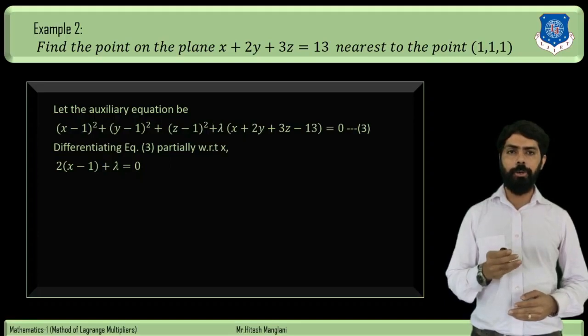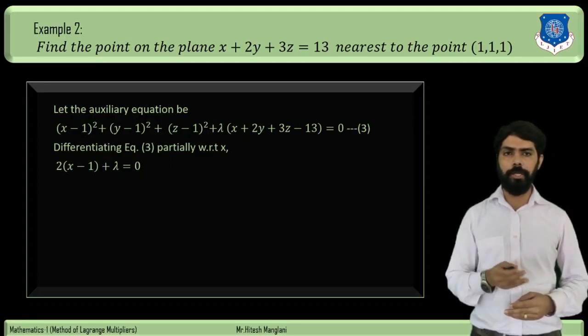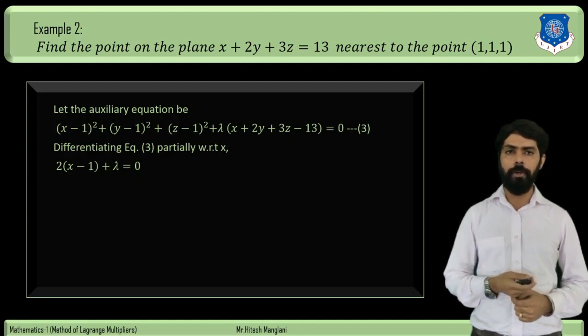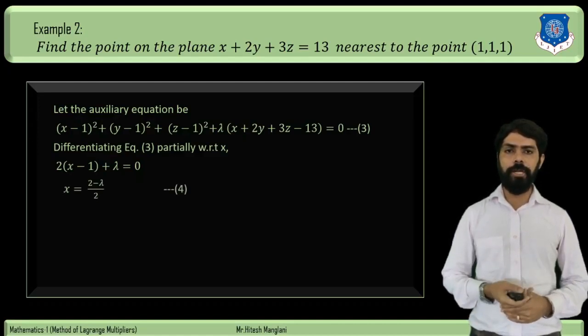Now lambda into (x plus 2y plus 3z minus 13). So here the derivative of x with respect to x is 1, and the derivative of 2y will be 0, because if we are partially differentiating with respect to x, then y and z are constant. Therefore the derivative of 2y will be 0. Same way, the derivative of 3z will be 0, and the derivative of 13 will be 0 because it is a constant. So it will be 2(x minus 1) plus lambda is equal to 0. Now from this equation, if we find the value of x, then x will be (2 minus lambda) divided by 2. So this is equation number 4.